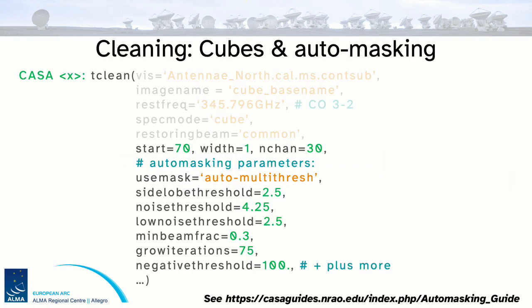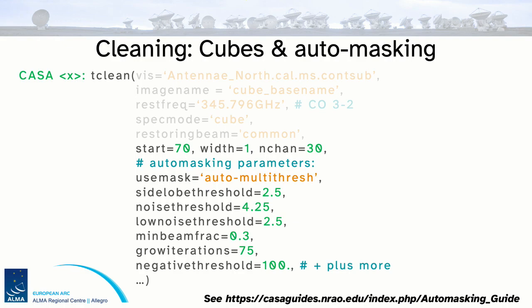Now, auto-masking makes the process of masking source emission and setting noise thresholds much easier since it estimates the clean masks for you. It allows you to set clean thresholds in terms of a signal-to-noise ratio, and auto-masking uses this to determine thresholds appropriate for each individual channel. In this example, I have set a number of auto-masking parameters that are useful if you plan on using auto-masking. First, to tell tclean to use auto-masking, set usemask equals to auto-multithresh, or one of the other auto-masking options.